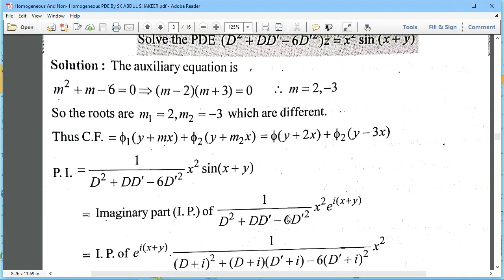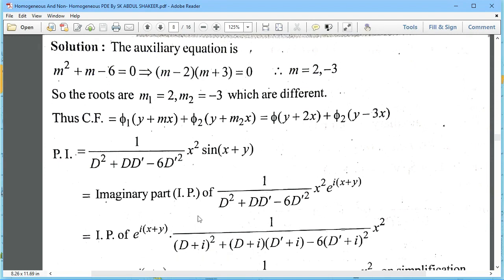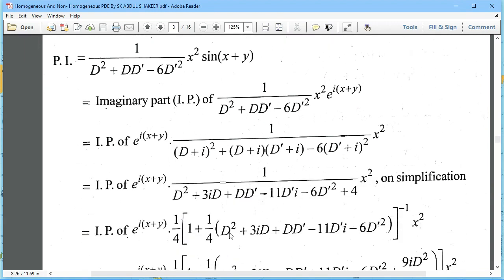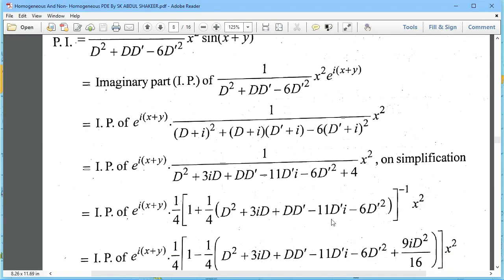Now we will have e power i(x plus y). So e power i(x plus y) is cos of (x plus y) plus i into sin of (x plus y). The imaginary part of e power i(x plus y) is sin of (x plus y). So we will take the imaginary part. Now just taking out the exponential function, and D is replaced with D plus i and D' is replaced with D' plus i, and then simplifying. On simplifying we will get like this.